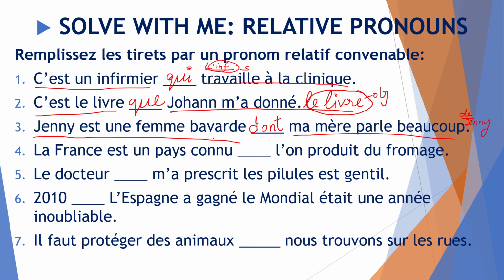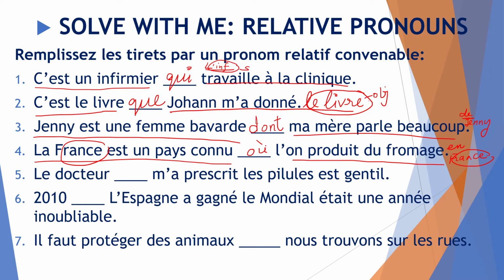Okay? Next. La France est un pays connu dash nos produits du fromage. Now, if you split this, la France est un pays connu will be the first part. Then, on produit du fromage en France. People produce a lot of cheese in France. So this will be the second half. What is the common factor? France. And what is France? It is a place. So you have to use où.